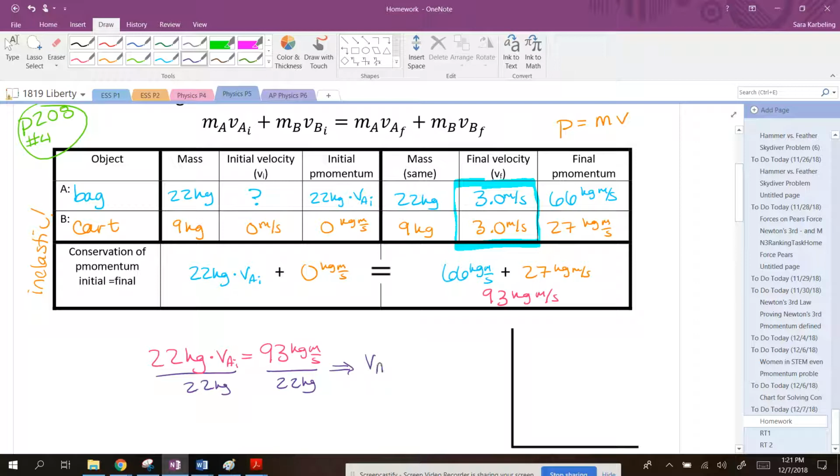And that gives us the initial velocity for the bag of 4.23 meters per second.